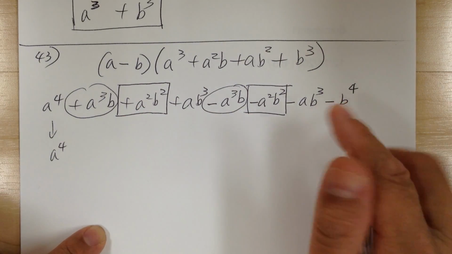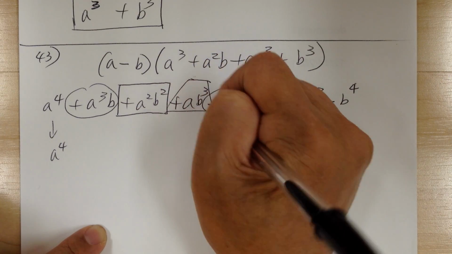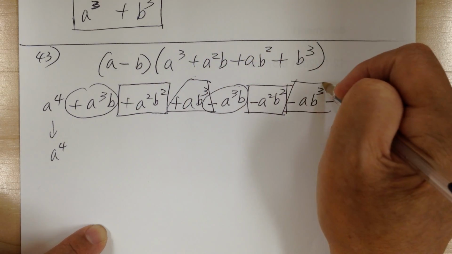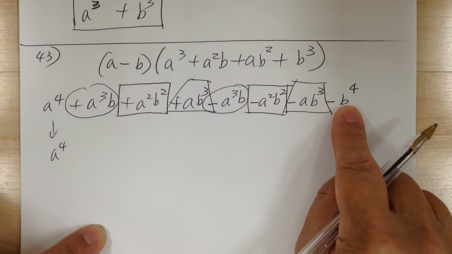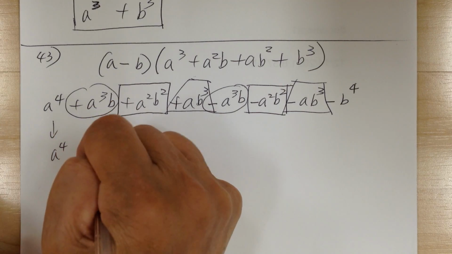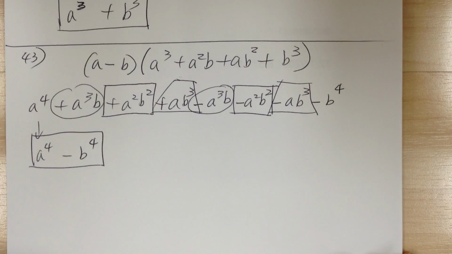Okay, now let's go and do the a to the 1 power. I'm going to use a trapezoid. So again, this got canceled out. So everything got canceled except for the first one and last one. So it'd be minus b to the 4. Okay, let's go to the next one.